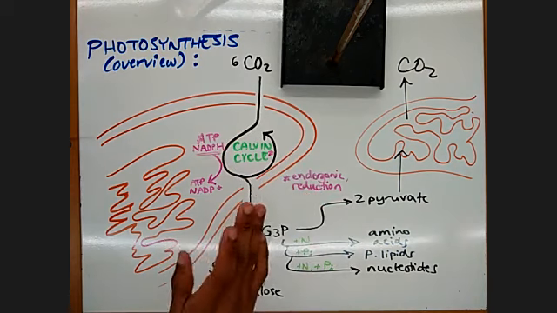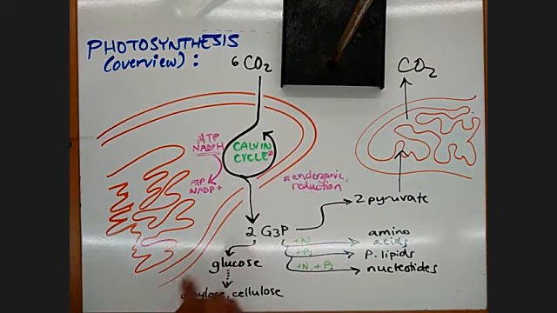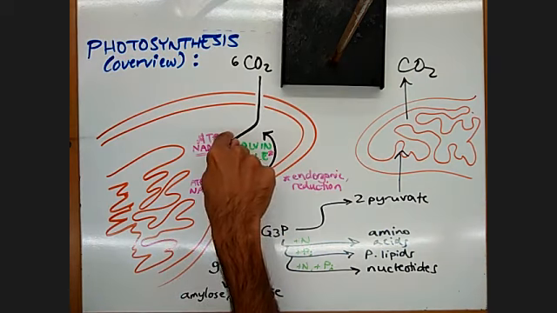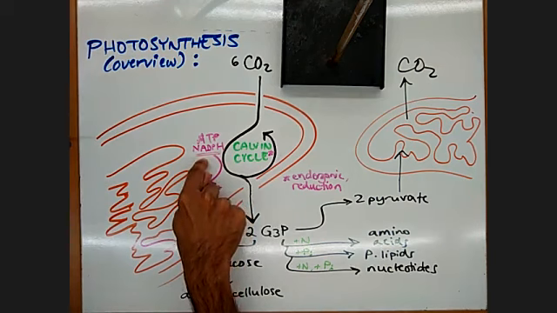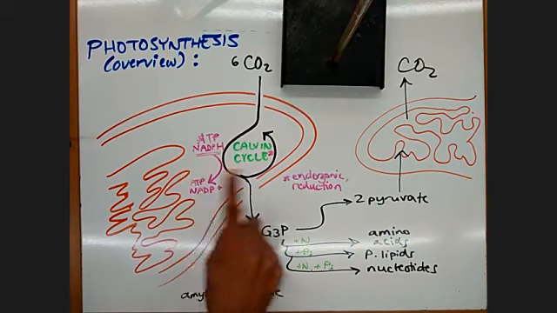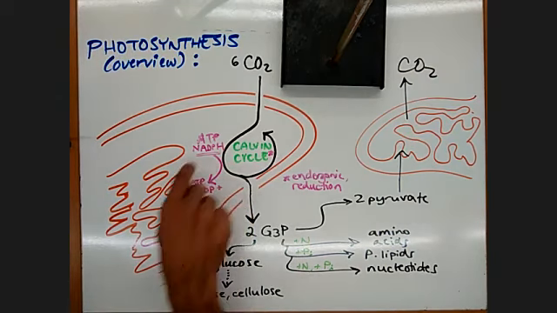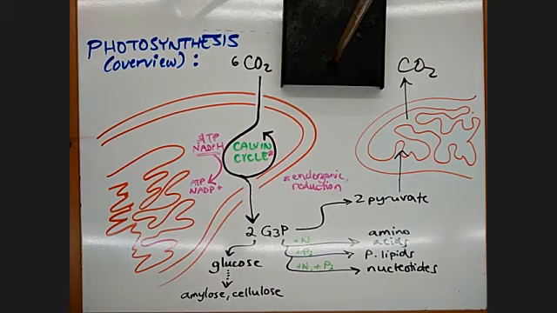So the big picture for today is that we need to generate ATP to drive the endergonic reaction and NADPH to provide the electrons for this process. So those are our two things that we're going to need to create in the light reactions.